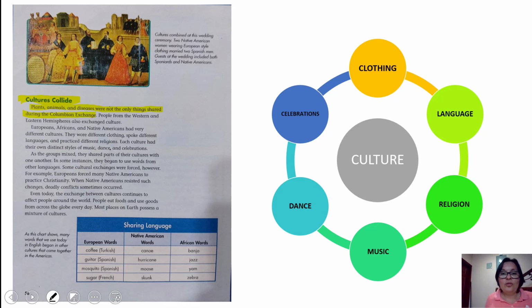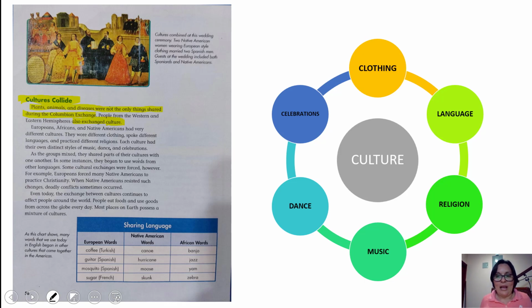Do you remember they were exchanging plants, animals, food, and also diseases? Okay, the malaria, the smallpox, the measles. Do you remember that, right? Okay, but this was not the only thing that they were exchanging. Why? Because they were exchanging also culture. And what is culture?